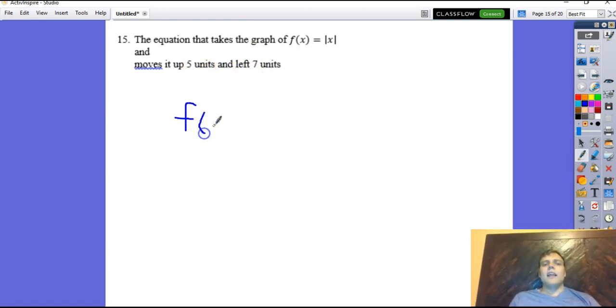So, to move something left 7, I basically add 7 inside with x. Because remember that moving left is opposite of what you think. You might think minus, but it's actually positive. So x plus 7, close the absolute value bar, and then up 5 is just plus 5. Alright, that's all I have to do.